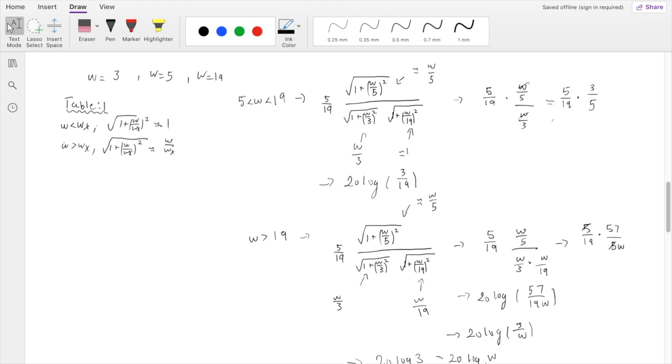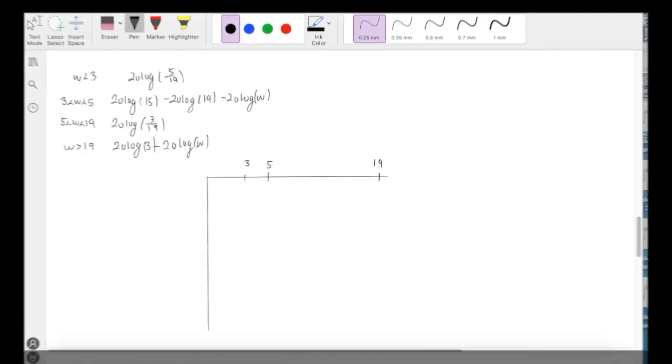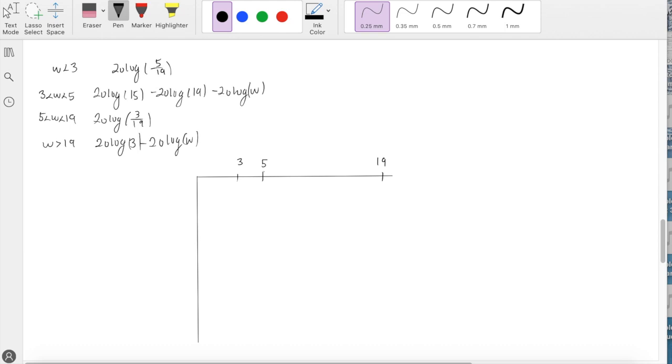So we can start actually graphing now. Now that we've found all of our functions, we can start graphing it. So how are we going to graph this just from the functions? Well, we can find out what our slopes are going to be and where the break points will be. So how do we find the slope? Well, the slope is always going to be the coefficient of whatever is in front of log w.